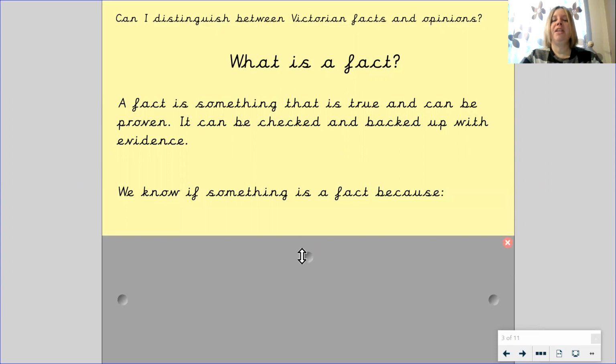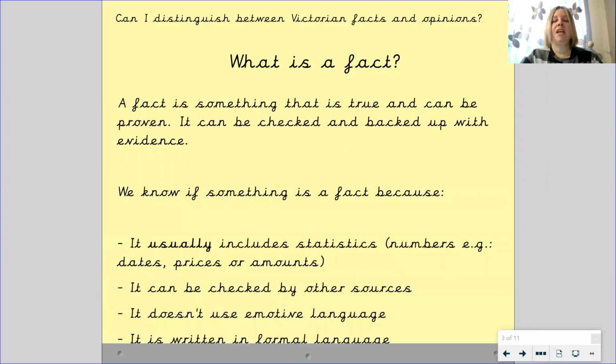We know if something is a fact because it usually includes statistics, numbers, for example, dates, prices, or amounts. It can be checked by other sources, so we can go to different pieces of information to check the fact. It doesn't use emotive language. Remember, we've been learning about emotive language in our talk for writing lessons. It is written in formal language.